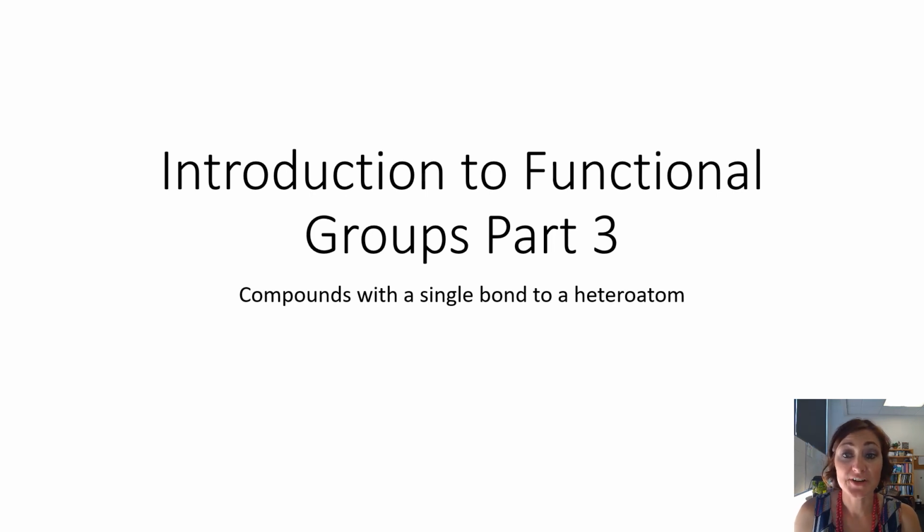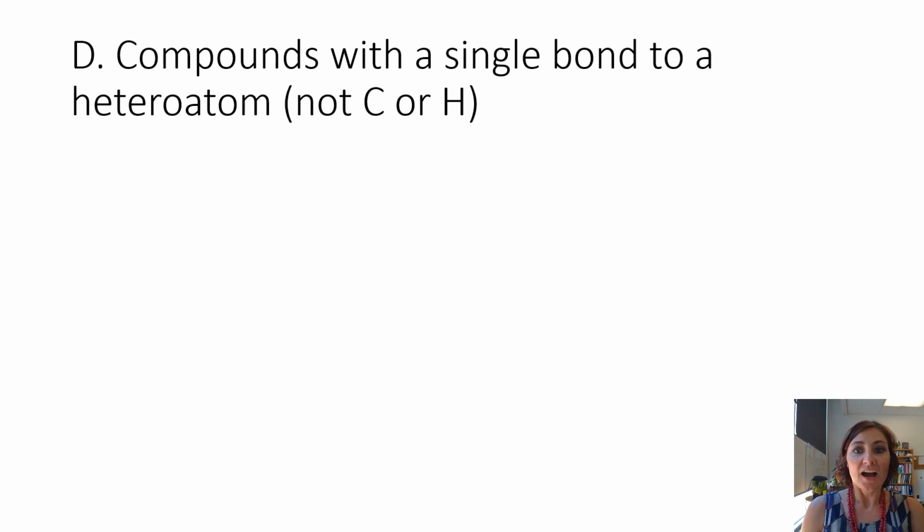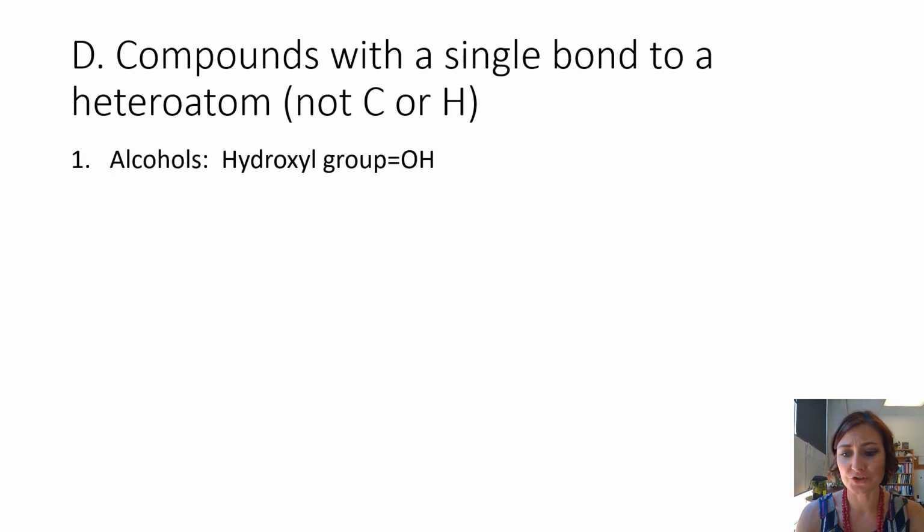In part 3 of our introduction to functional groups, we're going to talk about compounds that no longer just have carbons and hydrogens in them, but they also have a single bond to a heteroatom. All right, so when we talk about compounds that have a single bond to a heteroatom, we're saying that it's anything besides carbon and hydrogen.